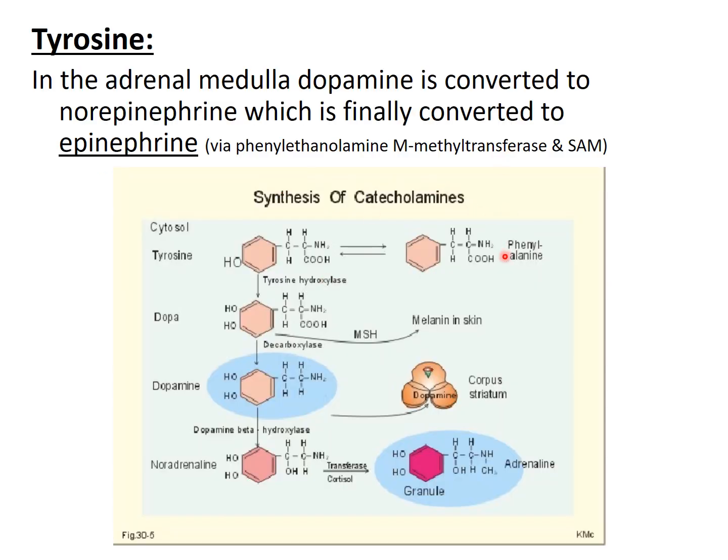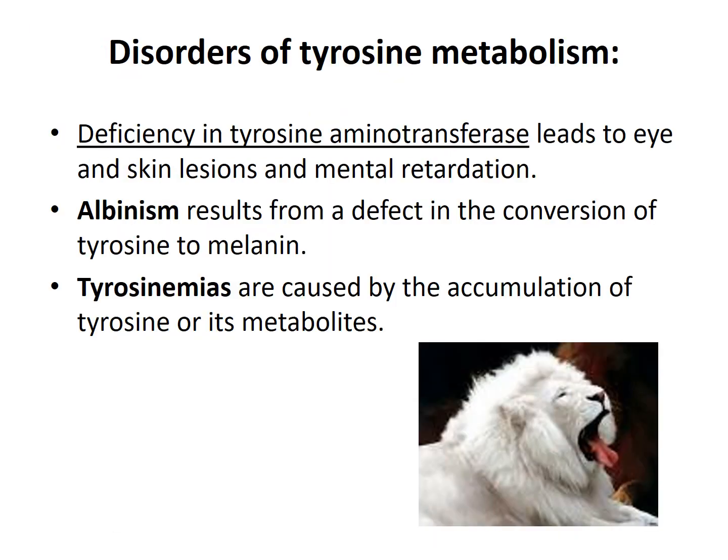Okay, so as I mentioned before, tyrosine is produced from phenylalanine, and it will produce melanin in the skin, dopamine in the corpus striatum, and then epinephrine, the hormone, in the adrenal gland. Very important biomolecule. Disorders of metabolism, albinism, tyrosinemia can be produced if tyrosine aminotransferase is missing. So there is no way of going to dopamine. And this is a very rare instance when an animal is actually showing signs of albinism.